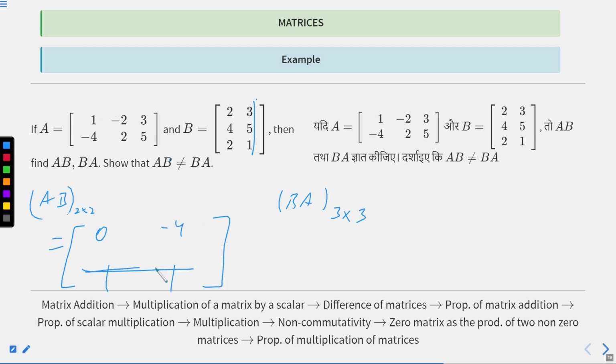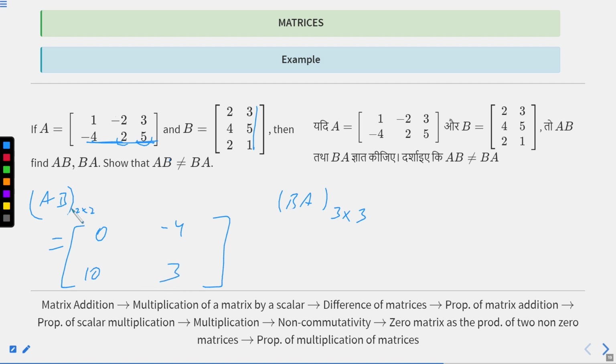Now for the entries of this second row, how will you obtain them? Quite simple. Minus 4 times 2 you will have minus 8, plus 2 times 4 you will have 8. Now 5 times 2 you will have 10. So this will be cancelled, you will have 10 plus 10. Now the last entry will be this row multiplied with the last column of B: minus 4 with 3 you will have minus 12, plus 2 with 5 you will have 10, plus 5, so this means 15, and 15 minus 12 means 3.